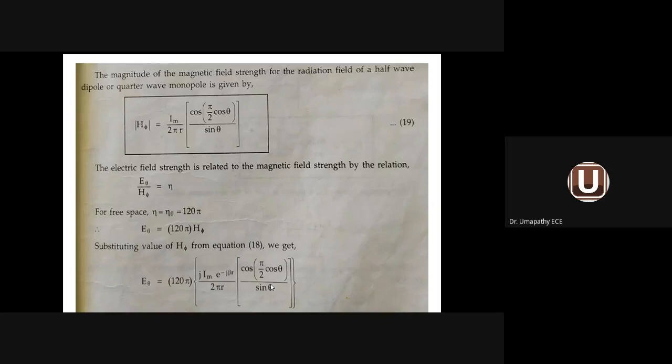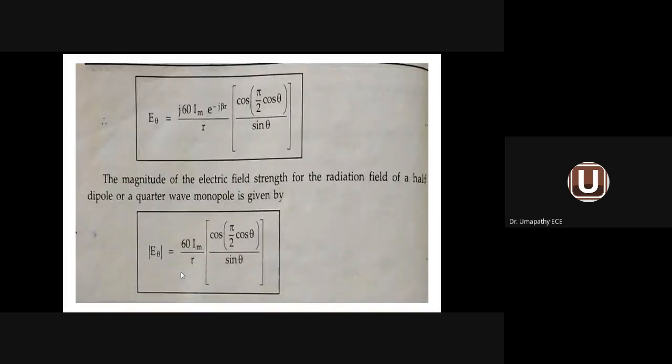From H pi, we know that E theta by H pi equals eta. Eta means intrinsic impedance. So we know the value of H pi. Eta value is 120 pi. This is called intrinsic impedance value in free space, eta. So the value is 120 pi, 120 into 3.14. Using this expression, if I know the value of H pi, E theta can be calculated. So that is given here, E theta.